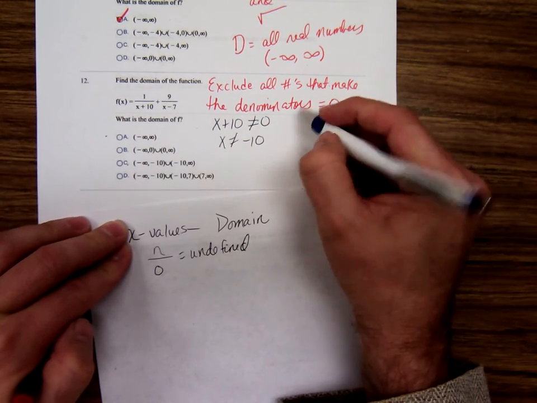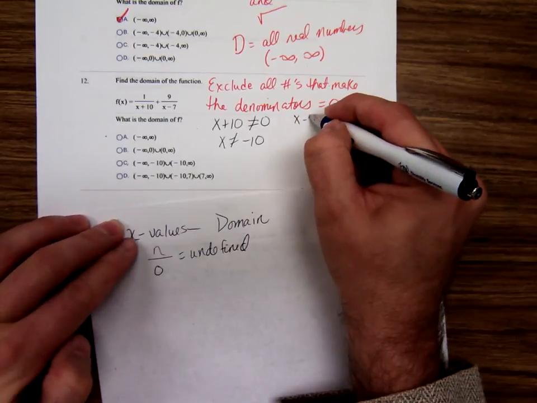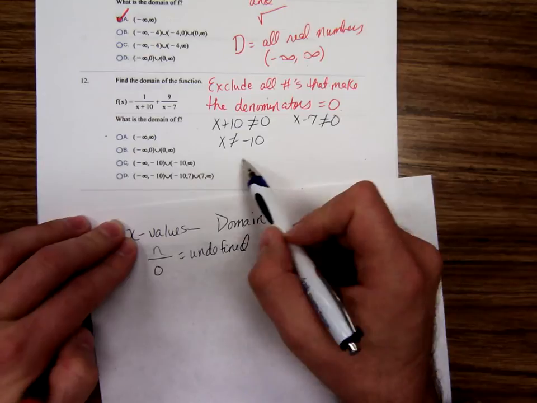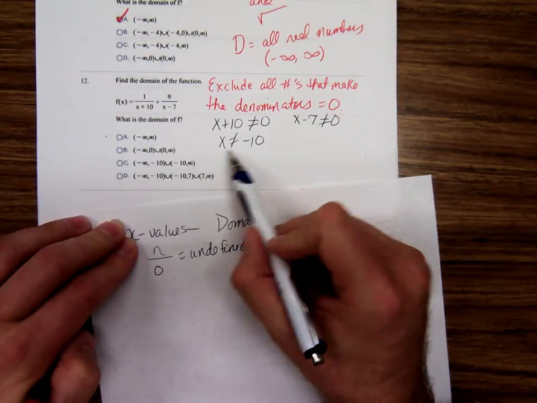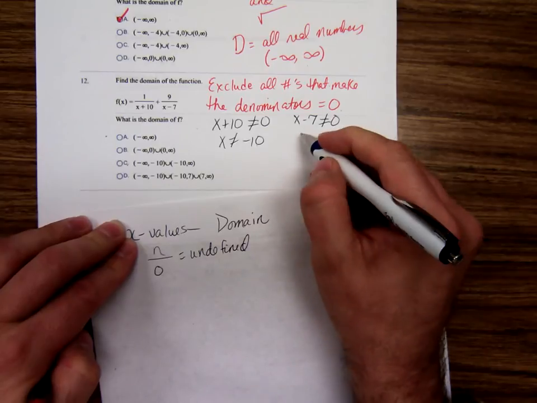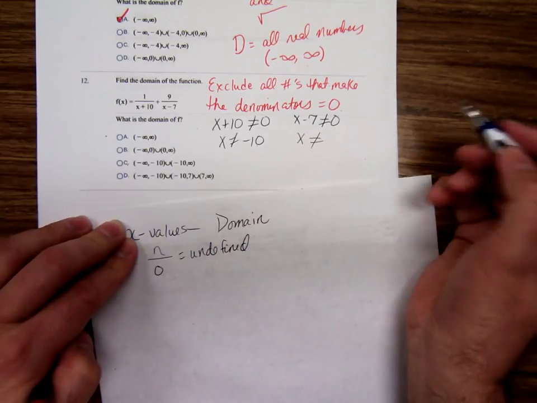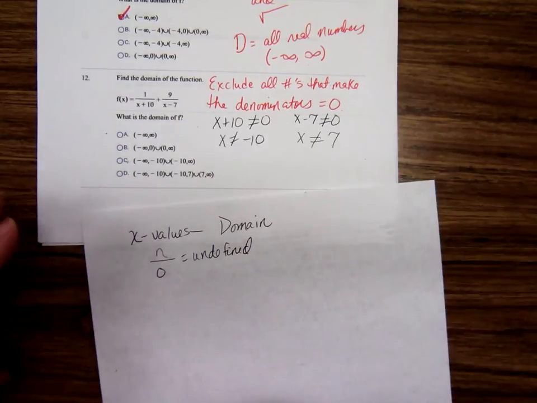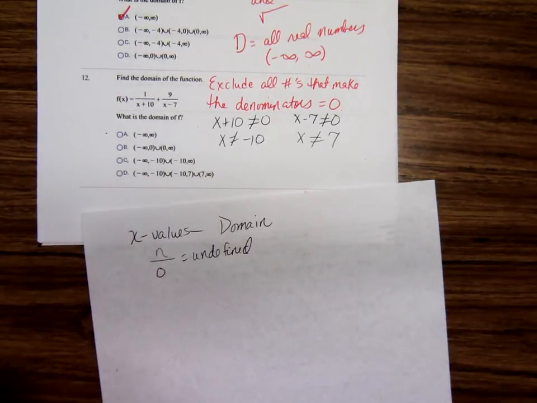And sometimes you just say, I can do this without writing all of that. Well, yeah, these are just my thought process here, okay? X plus 10 can't be 0, so x can't be negative 10. X minus 7 can't be 0, so x can't be 7. Well, when it's written as a multiple choice, it's pretty easy to figure out which one it is. What's the only multiple choice there that has a negative 10 and a 7 in it?